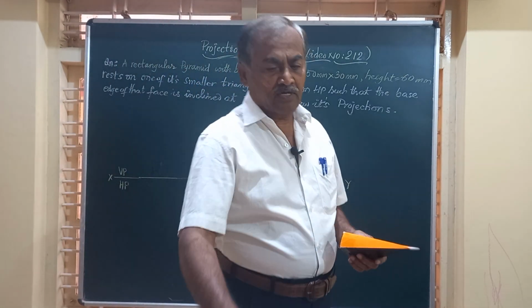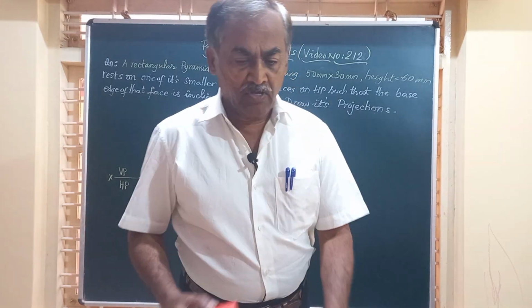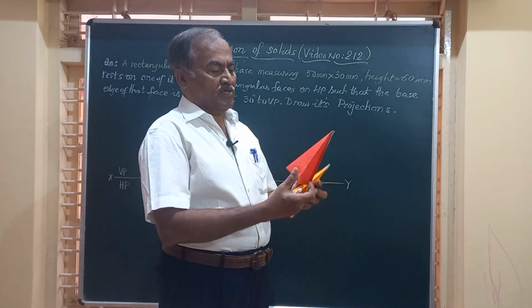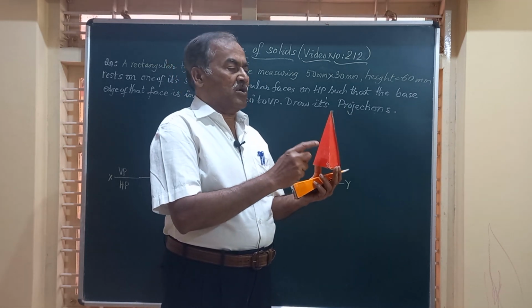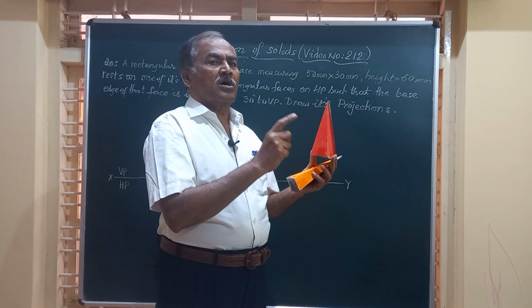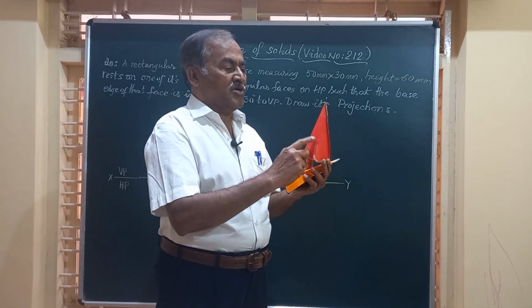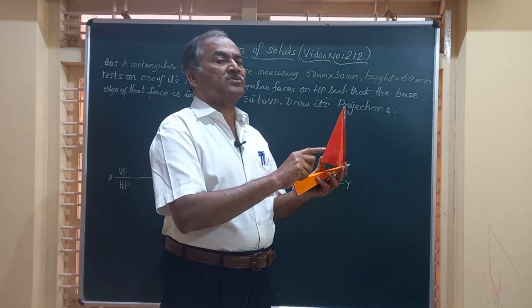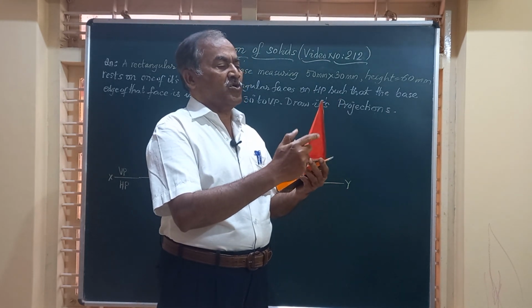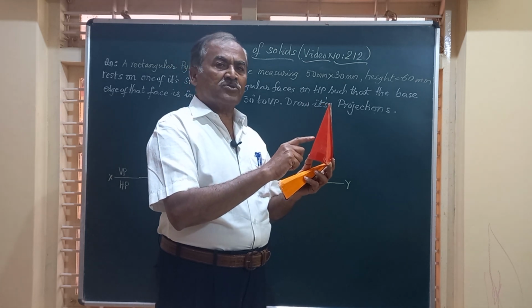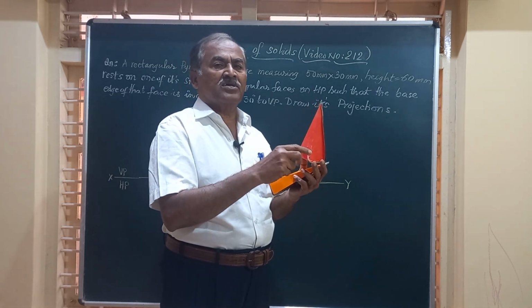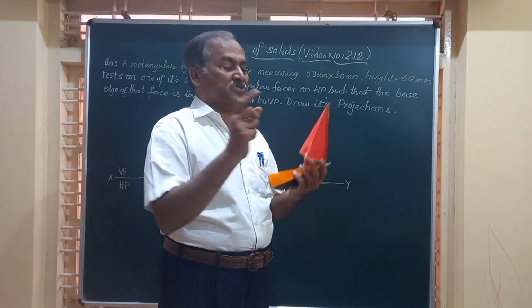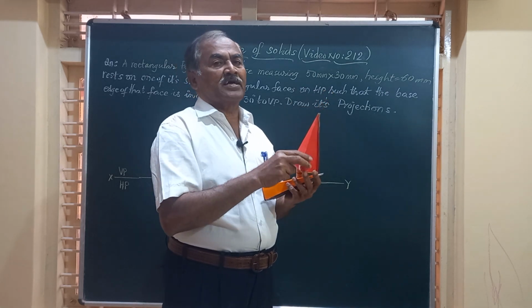So, friends, if you observe any other pyramid apart from this rectangular pyramid, all other pyramids will have isosceles triangles on the lateral surface, and all of them will have the same size. For example, if you take a square pyramid, it will have four isosceles triangles on the lateral surface. If you take a pentagonal pyramid, it will have five. But all of them will have the same size, same base, same vertical height.